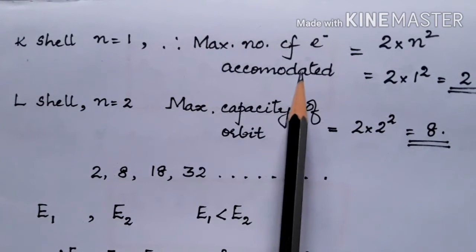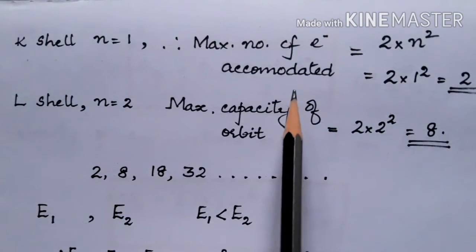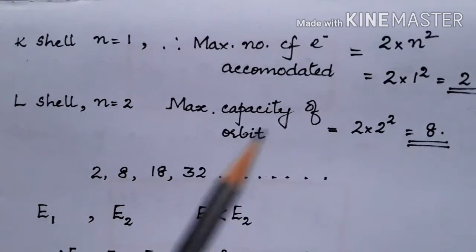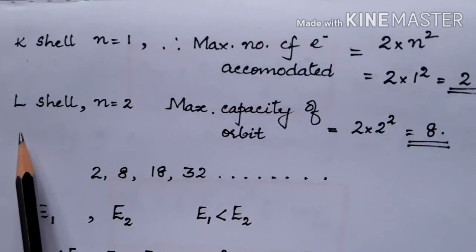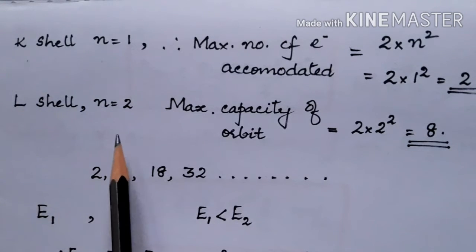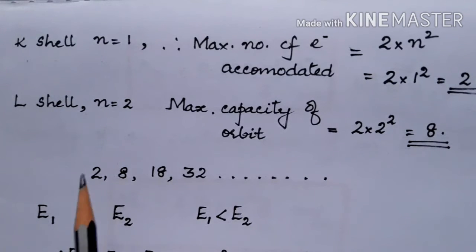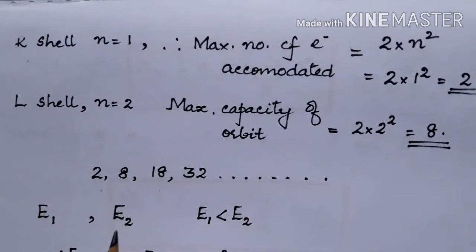So maximum number of electrons accommodated in K shell will be given as 2 into 1 square, which is equal to 2. The next orbit L shell can have n value 2, and so its maximum capacity will be 8. Likewise, if you just substitute the values for the energy levels, we can get the maximum electrons that can be accommodated in each and every orbital, and it follows the pattern 2, 8, 18, 32, etc.